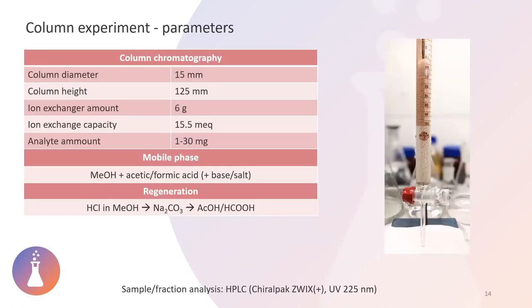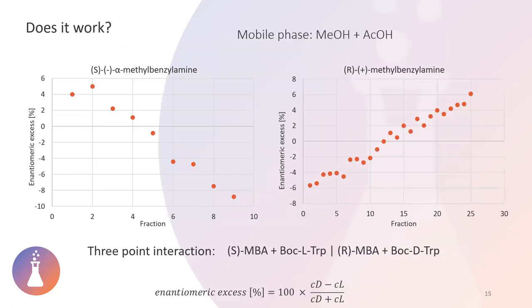So with that, we took our beads, the ion exchanger, put it into a little glass column, and started the experiment. As you can see here, the mobile phase that will elute the analyte from the column is composed of methanol, which is necessary. And also necessary is acid, because we need to exclude the ions of the analyte that will be bound here with some other anions. And that is done with acid. So, of course, the first question is, does it work? Well, it does, sort of.